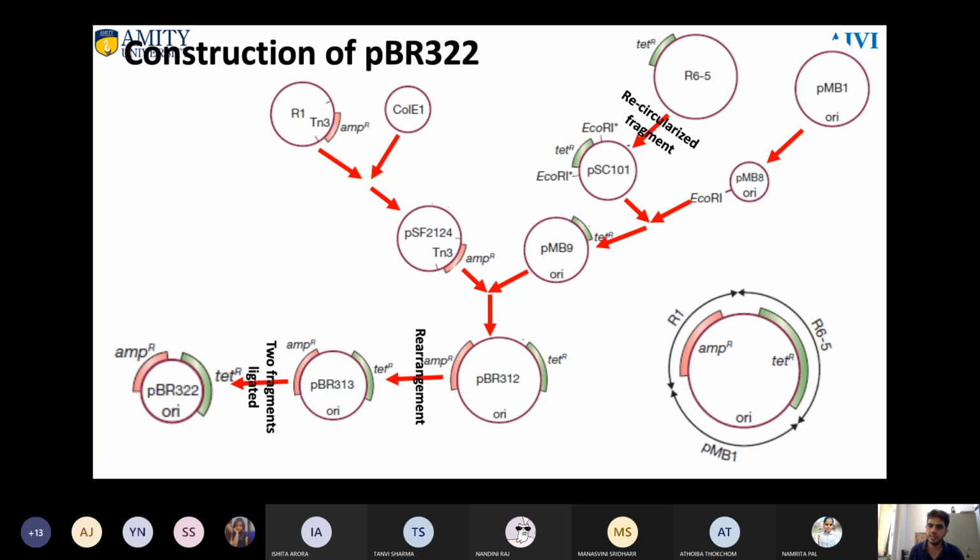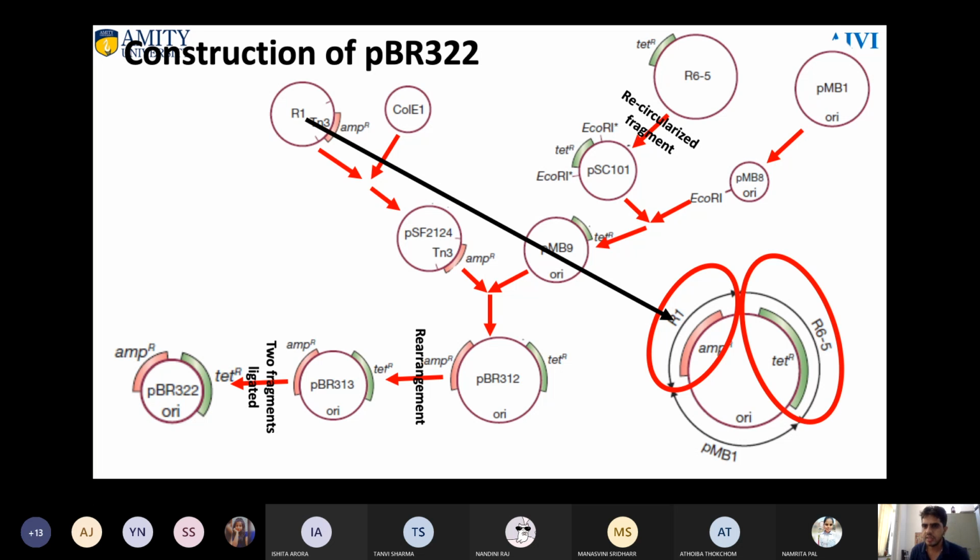So what does it have? From R1 it got ampicillin resistance, tetracycline we got from R65, and the origin of replication we got from pMB1. So these are the things that are there on your pBR322, and in this way you got the first successful vector, which Bolivar and Rodriguez constructed.